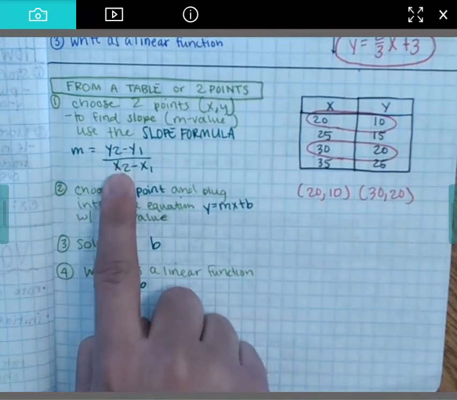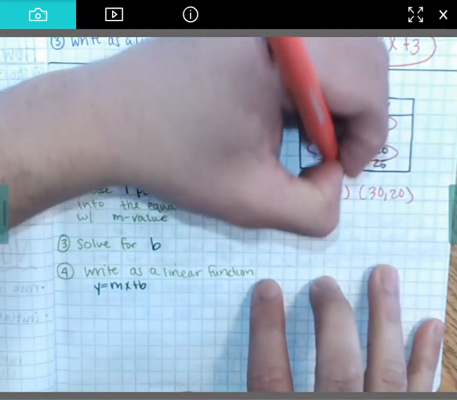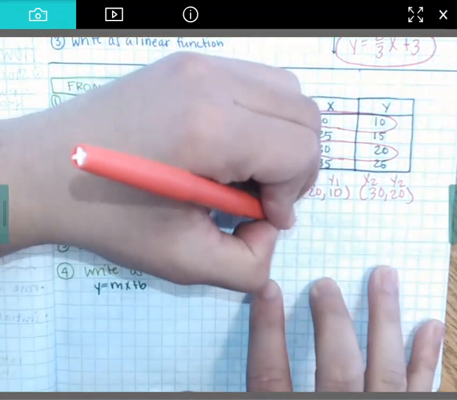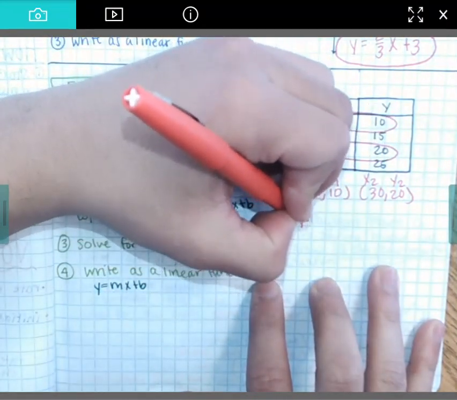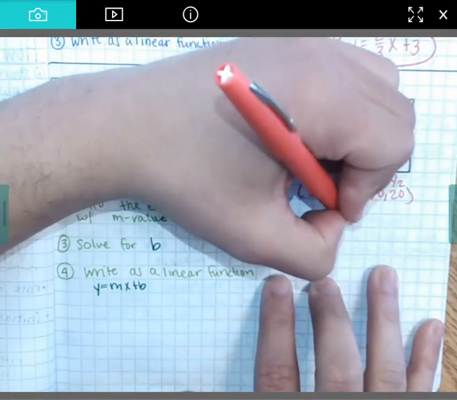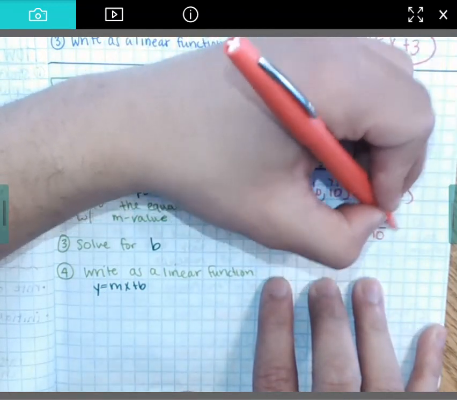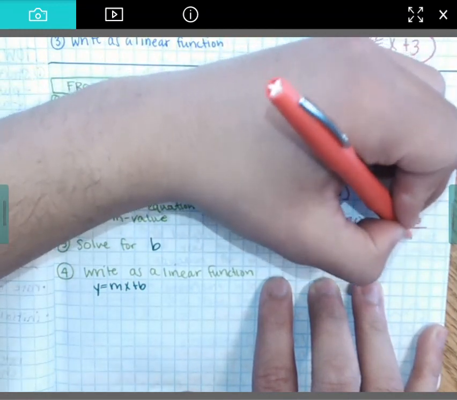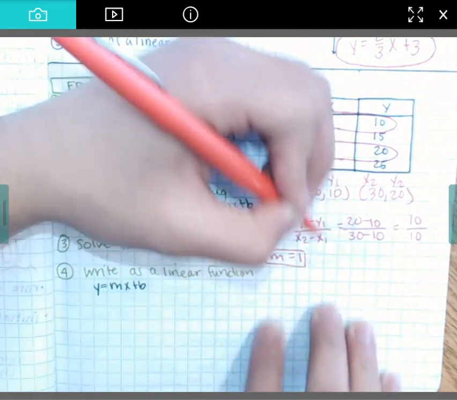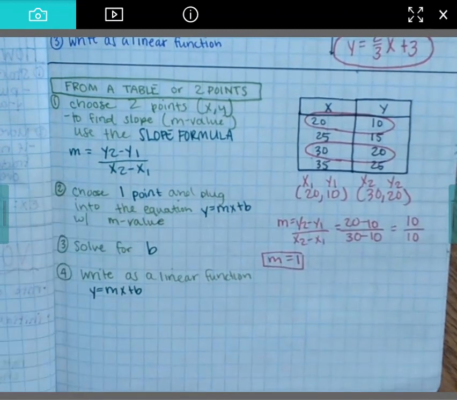And we're going to plug it into y2 minus y1 over x2 minus x1. But first we have to label: x1, y1, x2, y2. All right, so here we go. M equals y2 minus y1 over x2 minus x1. So it's going to be 20 minus 10 all over 30 minus 10, which equals 10 over 10. And if we reduce that fraction, m equals 1. So we just did step 1. We solved for m using the slope formula.